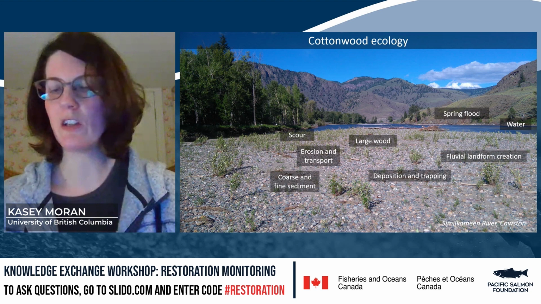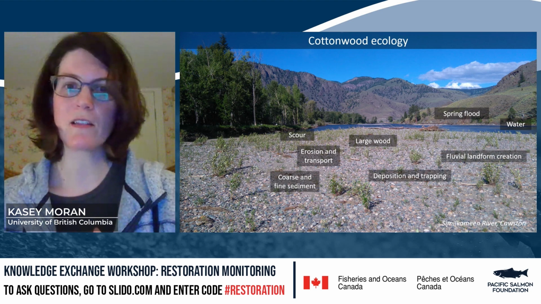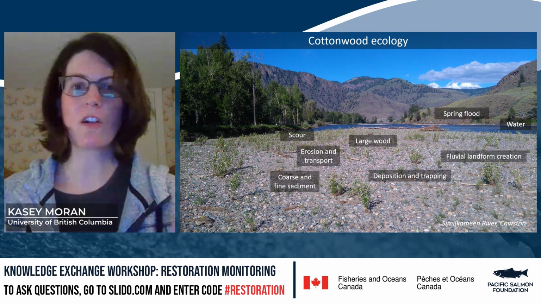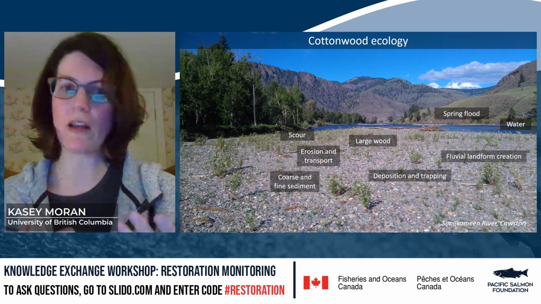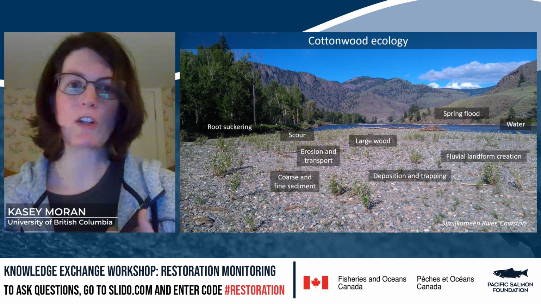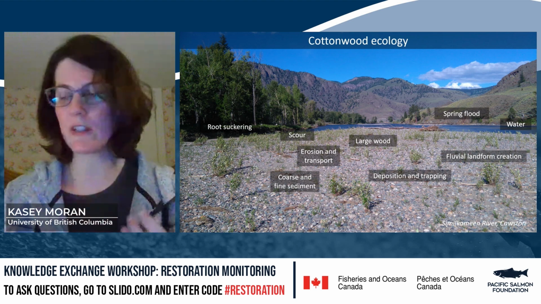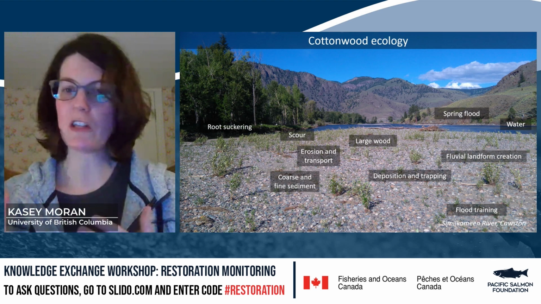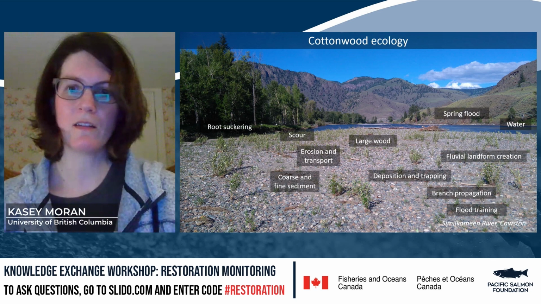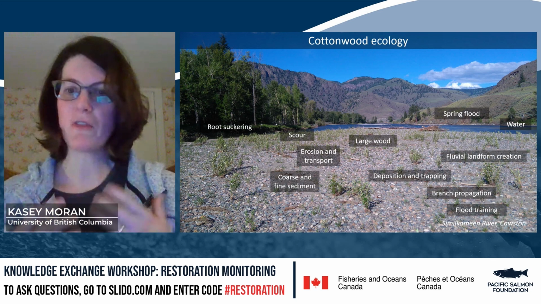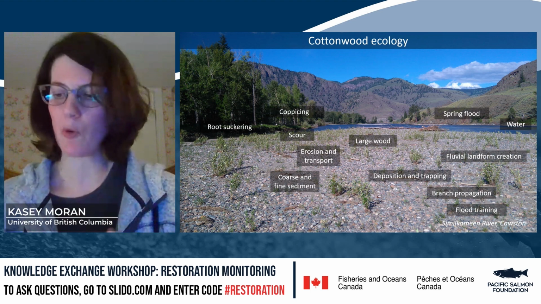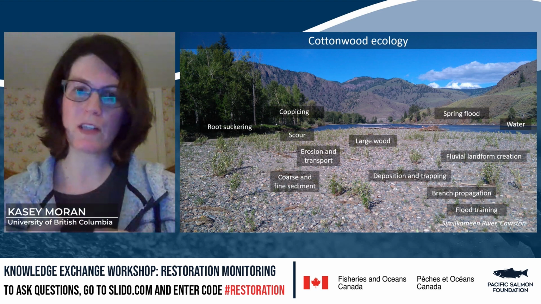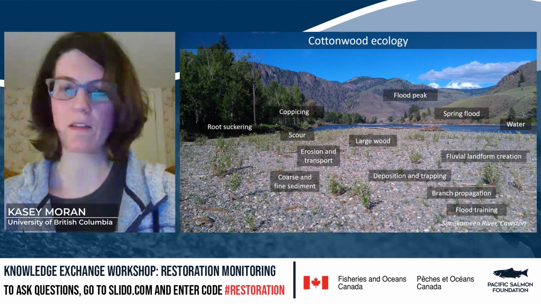That creates fluvial landforms like bars and islands that are then scoured by more moving sediment. The scour also applies to trees that are already established, which causes root suckering to occur. And if it pushes trees over, then you end up with flood training. If branches break off, then they can take root and you get branch propagation. And if you lose a tree trunk, but the roots stay in situ, then you end up with coppicing.